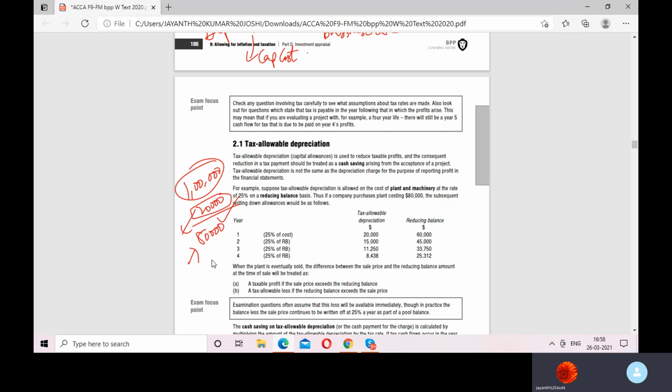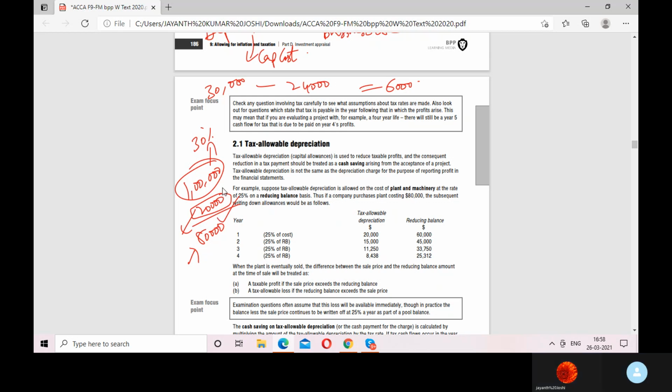Correct or wrong? So how much are you saving from this? Suppose the tax rate is 30%. On 1 lakh you would have paid 30,000. On 80,000 you are paying 24,000. So your tax saving is how much? Your cash saving is how much? 6,000.